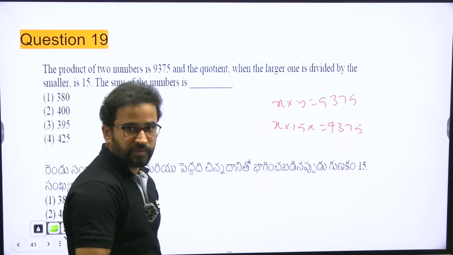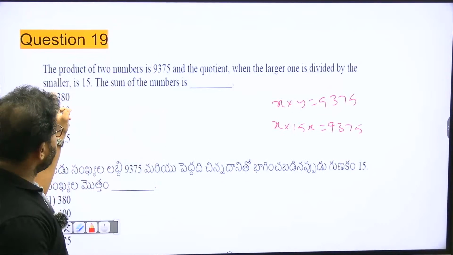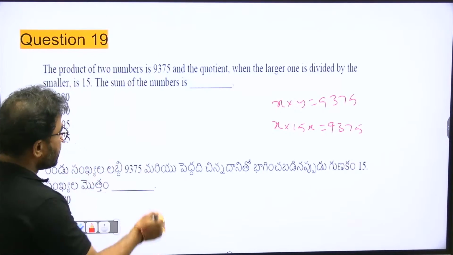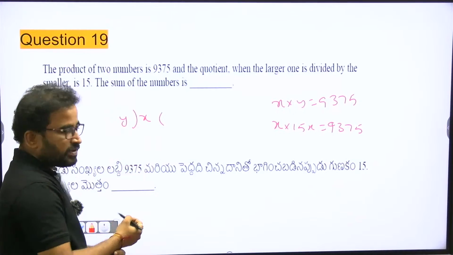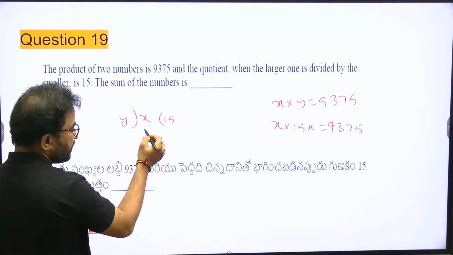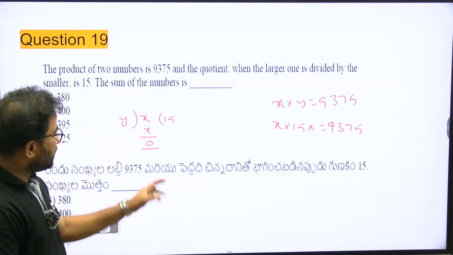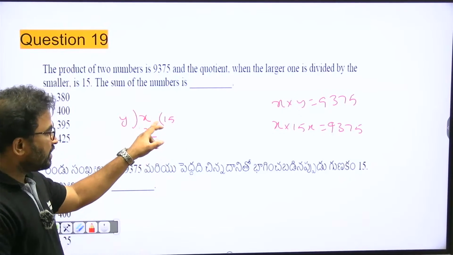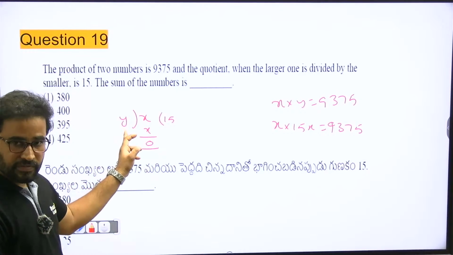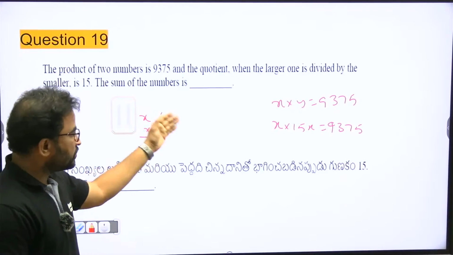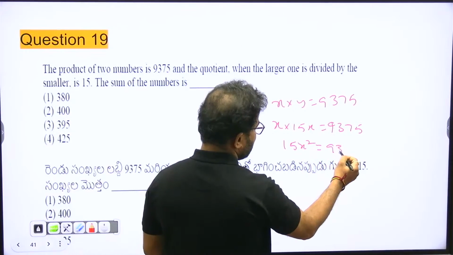In this way you need to remember. Look at this one. The quotient when the larger one is divided by the smaller is 15. For example, if I consider x as the larger one and y as the smaller value, it means 15 times, and if I write this down directly, we are getting 0 as the remainder. It means in the x position directly you can write 15y also. Otherwise, if I take x as the divisor value and y as the dividend value, so 15 into x, this can be written in the form of 15x square equal to 9375.